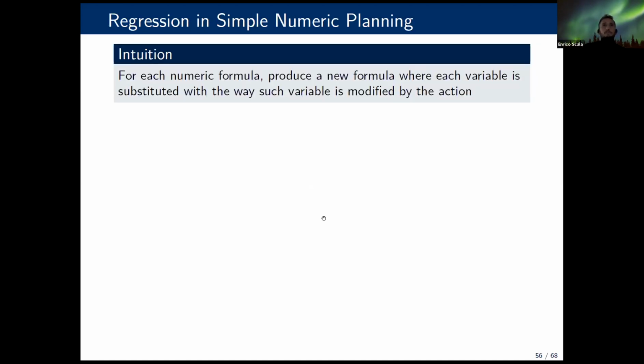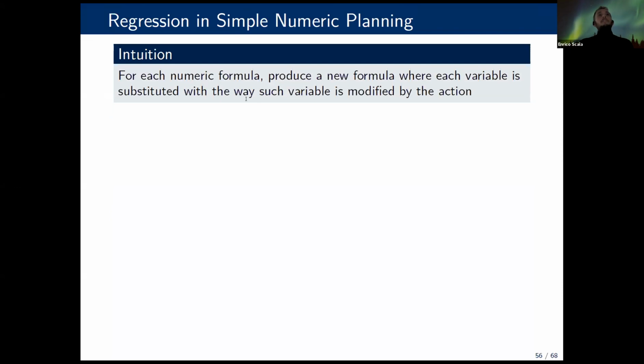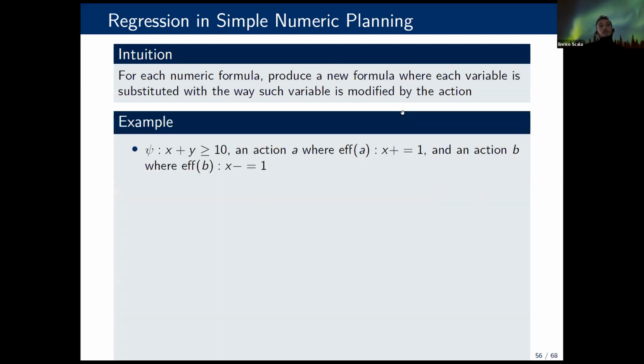So for this class of problem, we can define a regression, and the regression intuitively operates in the following manner. For each numeric formula, it uses the classical planning framework as a backbone, but when it encounters a numeric formula, it produces a new formula where each variable is substituted with the way such variable is modified by the action. For instance, if you have a condition of this kind and an action where the effect is x plus equal to 1, so increase x by 1, and an action where you decrease x by 1, the regression of this formula is, for action A, this formula here, and for action B, this formula here.